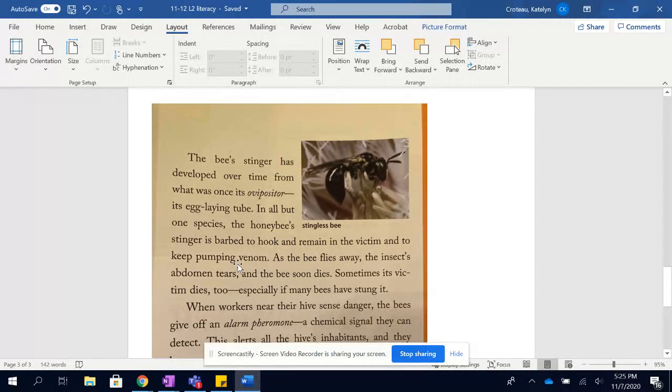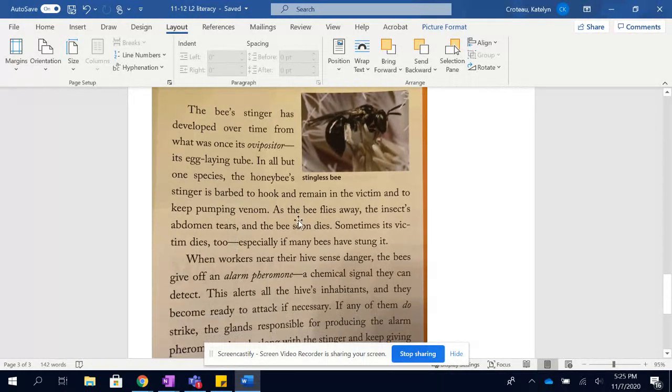So they're saying that originally the bee stinger was an ovipositor, which is like a little tube that lays eggs. Then it sort of changed and developed over time into a stinger, and that most of these stingers stay hooked in the victim, all but one species, it looks like.